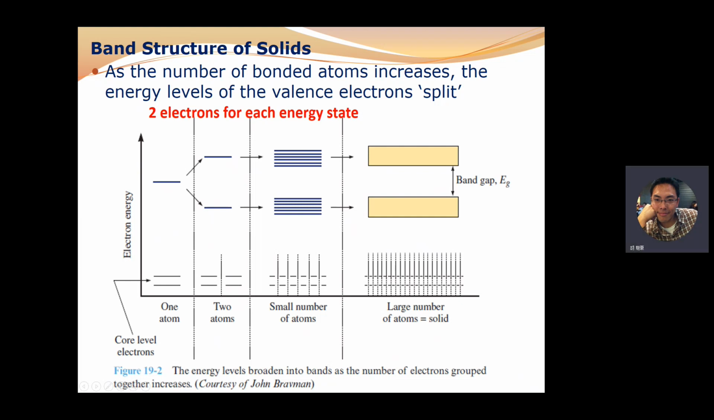As the number of bonded atoms increases, the energy levels of valence electrons split, and only two electrons are available for each energy state. Do you still remember the first few classes, where we mentioned the quantum numbers? We have the K, L, M, N orbitals, and we have the suborbitals S, P, D, F. Do you guys still remember that?